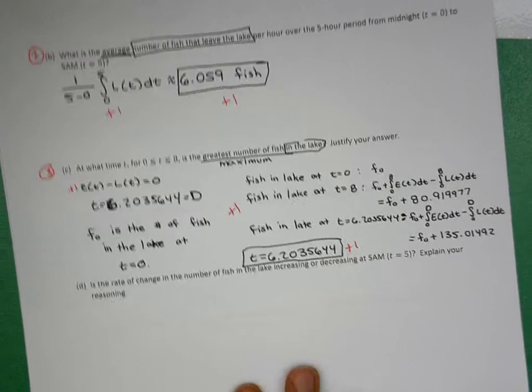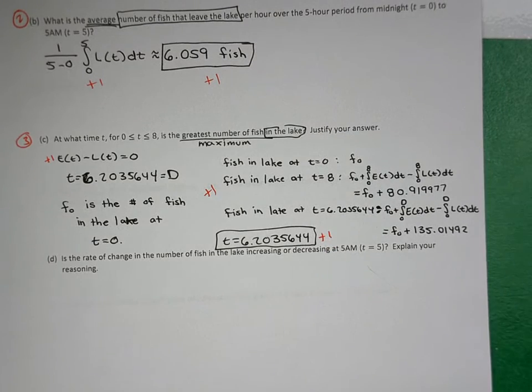Okay, last but not least, we have D. Is the rate of change in the number of fish in the lake increasing or decreasing at 5 a.m., t equals 5? Explain your reasoning. I wanted to make sure that we walked through this one. It's why, like I said, I decided to keep assigning the accumulation ones, because this part D is a prime example of being very careful about reading.